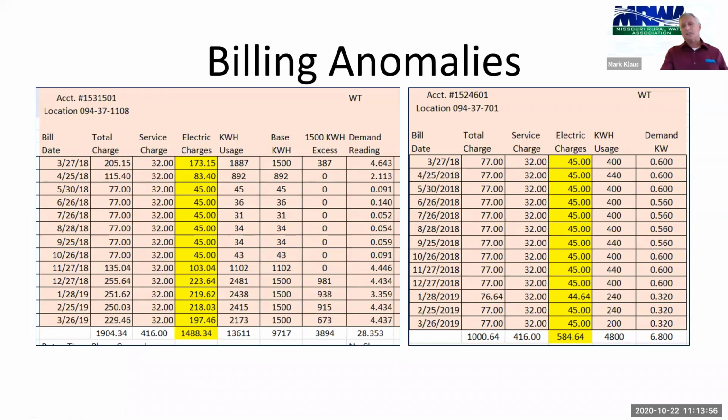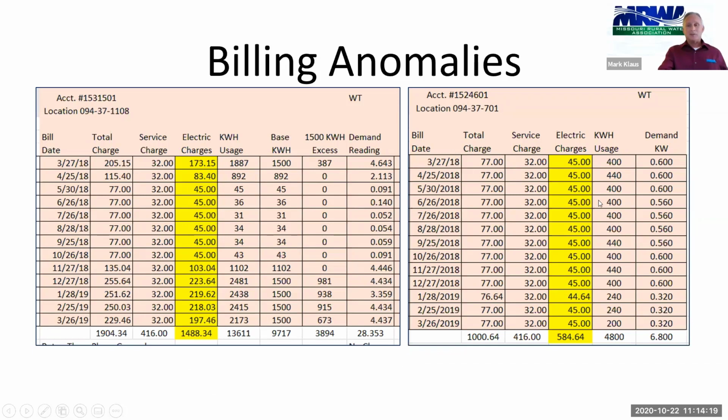We see the same thing on our water bills. Occasionally we will have some glitch in the computer program. The next one over on the other side, wow, $77 every single month. And we have a service charge, once again, of $32. That's your meter fee. And the electrical charges are exactly $45 a month.